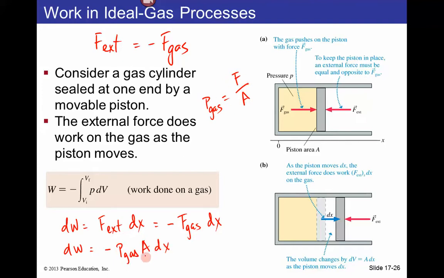Times dx. And this here is the change in volume, dV, right? This is the change in volume, the volume on this section here. So therefore, this is equal to minus P gas times dV. So if this moves from, say, a volume VI to a volume VF, then the work done is minus the integral of the pressure of the gas times dV from VI to VF. So that is how we calculate the work in an ideal gas.